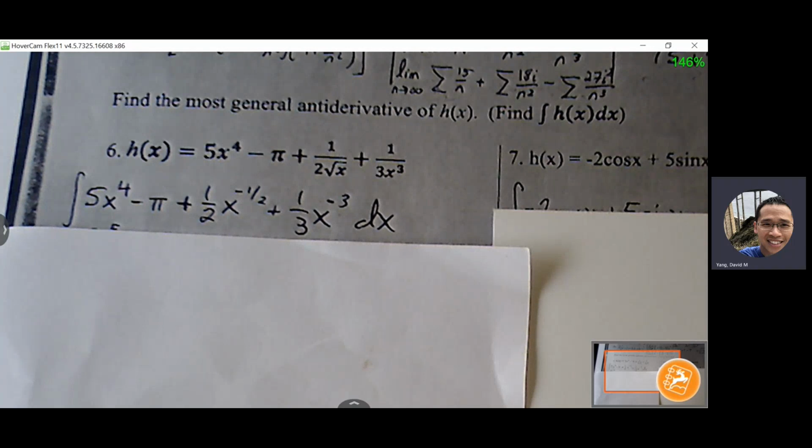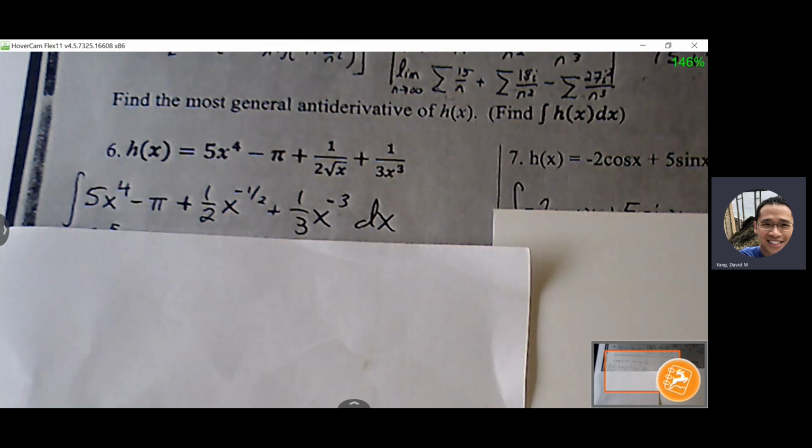So 5x to the 4th, I'm not going to change that. I'm just going to keep that. That's ready to go. Pi is ready to go. 1 over 2 root x: I made that x to the 1/2 and pushed that x up to the numerator, so x to the -1/2. The 1/3 is going to stay in front. The x cubed in the denominator becomes x to the -3. Now every term is ready to go.